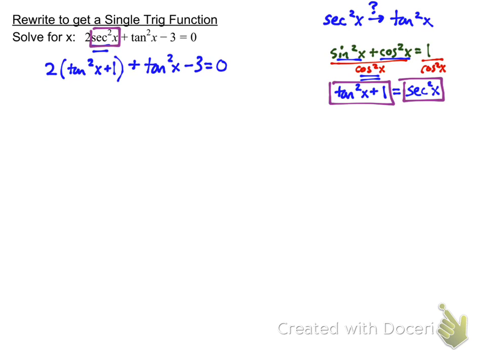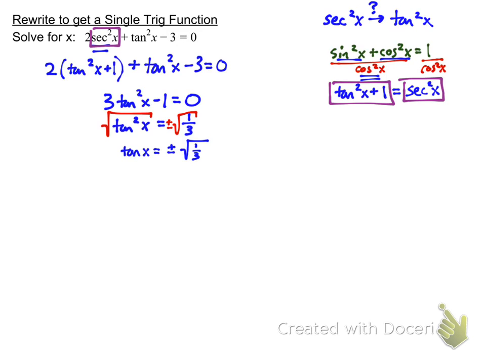Now I can distribute the 2 and combine like terms, and you get 3 tangent squared of x minus 1 equals 0. Well, tangent squared of x is 1/3, and I'm getting a little worried because I don't have tangent memorized, but here's what I'm going to do. I'm going to take the square root of both sides. Don't forget the plus or minus. I'm going to write out tangent of x equals plus or minus the square root of 1/3. Let's simplify this a little bit. That's equal to plus or minus 1 over root 3. And if we rationalize the denominator, we get plus or minus root 3 over 3.